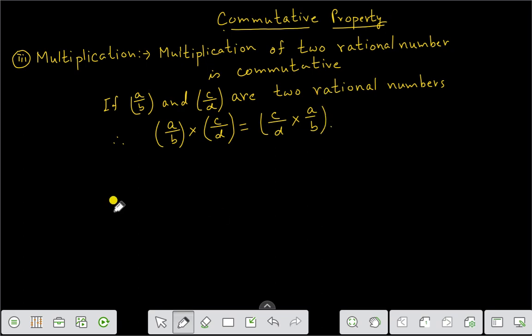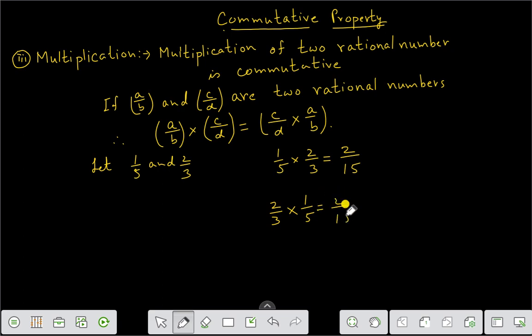Let us take an example. Let us take one rational number, that is 1 by 5, and another, 2 by 3. If we multiply 1 by 5 into 2 by 3, we are getting 2 by 15. Again, if we take 2 by 3 first, into 1 by 5, then here also you are getting 2 by 15.